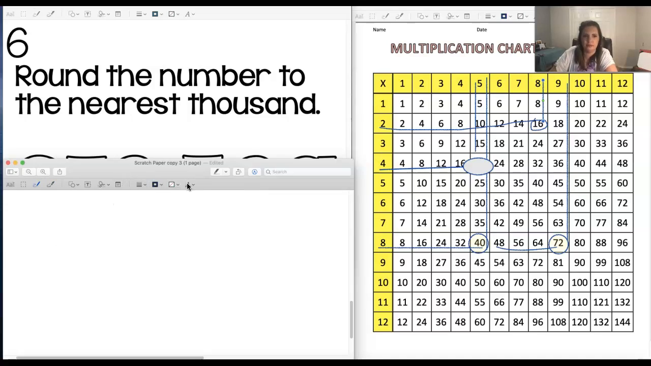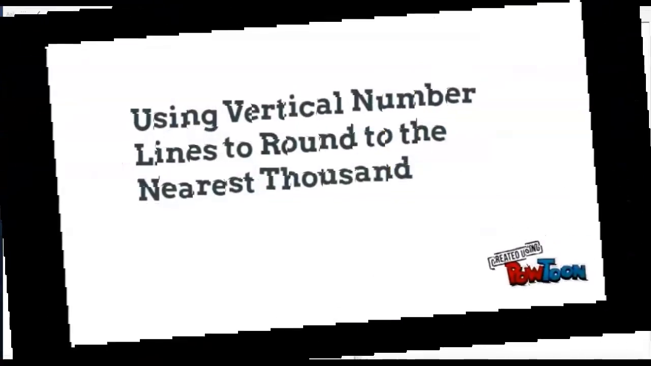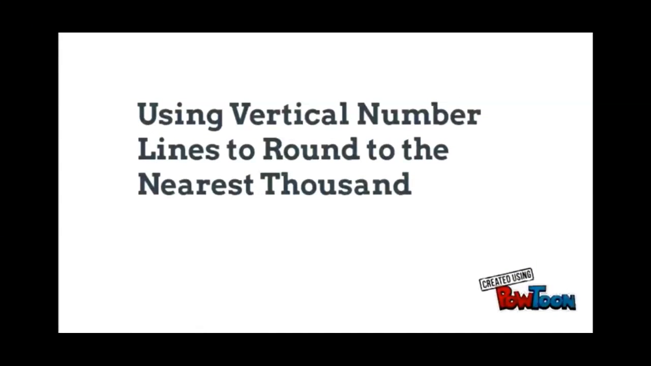What's up, 4th graders? Today we're talking about using vertical number lines to round to the nearest 1,000. Alright, let's get it cracking.